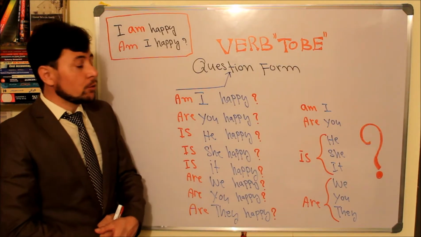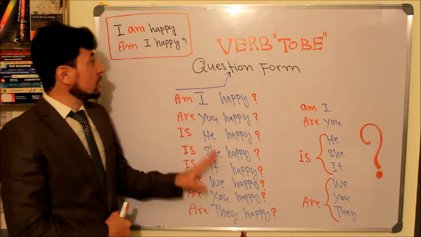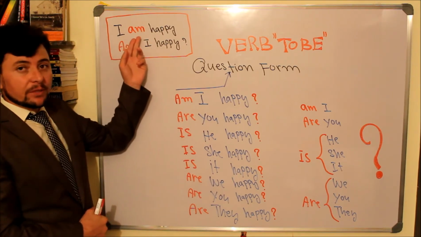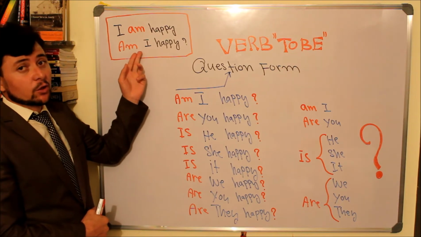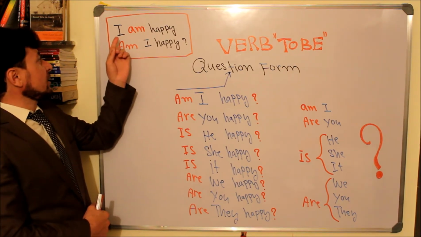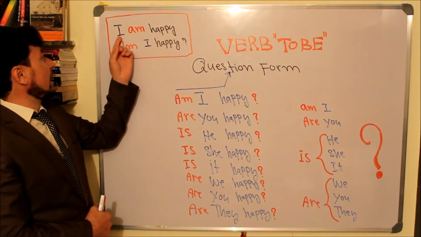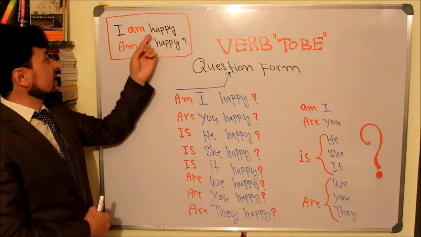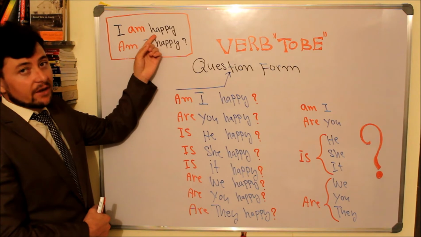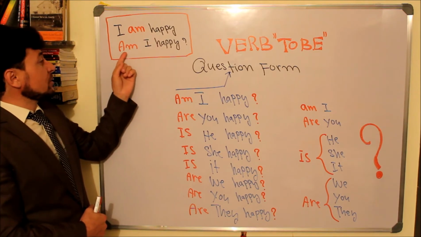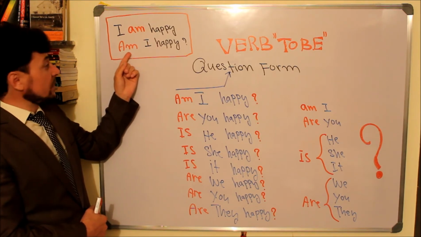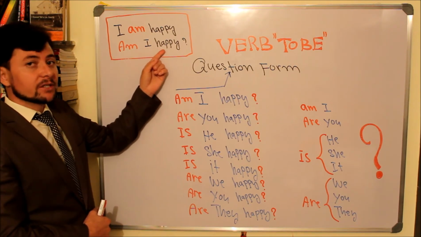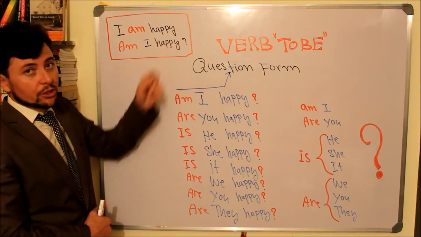So before we come to these examples, look at these two sentences. The first one is in affirmative form, the second one is in question form. In the affirmative form, first we have subject, then we have verb to be, and then we have the rest of the sentence. In question form, first we have to be, after that we have subject, then we have the rest of the sentence, and there is a question mark.